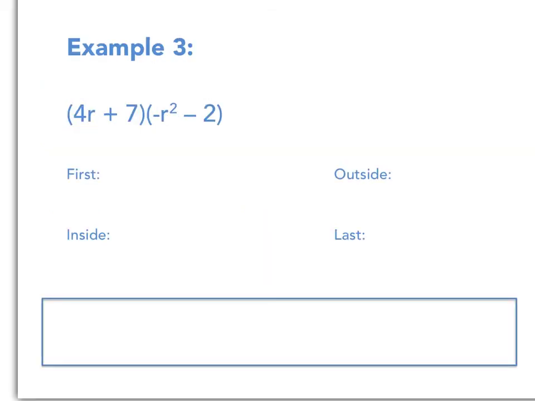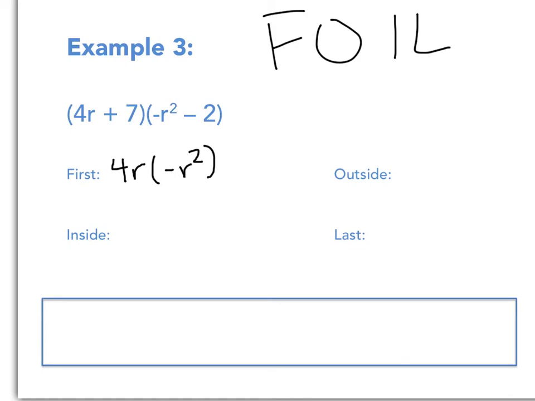And write down example 3, 4r plus 7 times negative r squared minus 2. So we've broken it down into first, outside, inside, last. Remember that stands for FOIL. So multiplying the first, we have 4r times negative r squared, which is, we have our Ninja 1 again, 4, there's another Ninja 1 right here, so 4 times negative 1 is negative 4, and then r to the first times r squared is r to the third. So our first term is going to be negative 4r cubed.